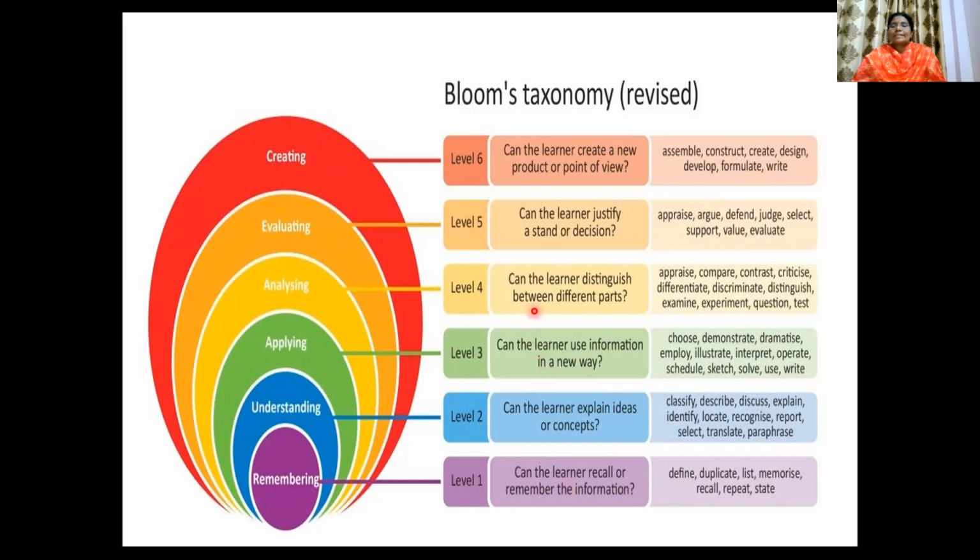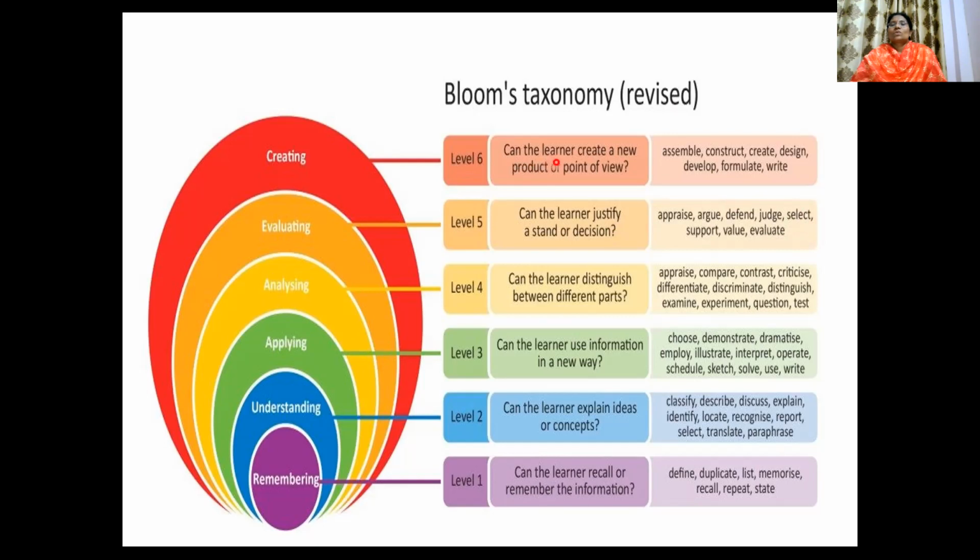For analyzing, the learner can distinguish between different parts, using words like: appraise, compare, contrast, criticize, differentiate, discriminate, distinguish, examine, experiment, question, test. This is the fourth level. And then evaluating, where the learner can justify a stand or decision. Here: appraise, argue, defend, judge, select, support, value, evaluate.